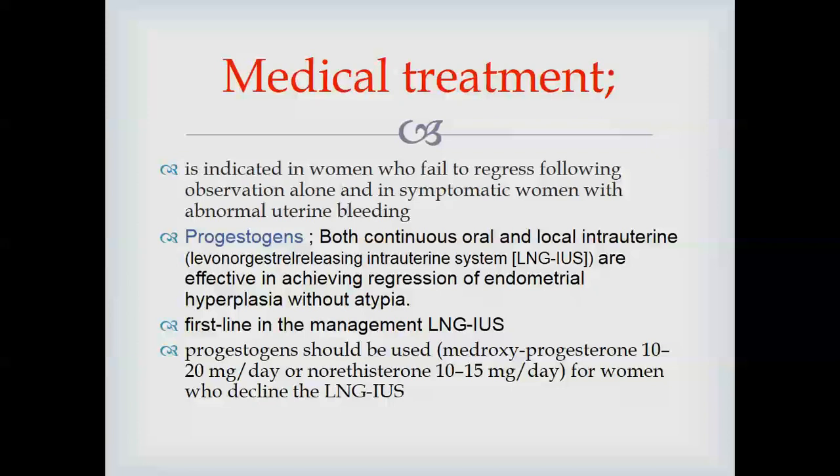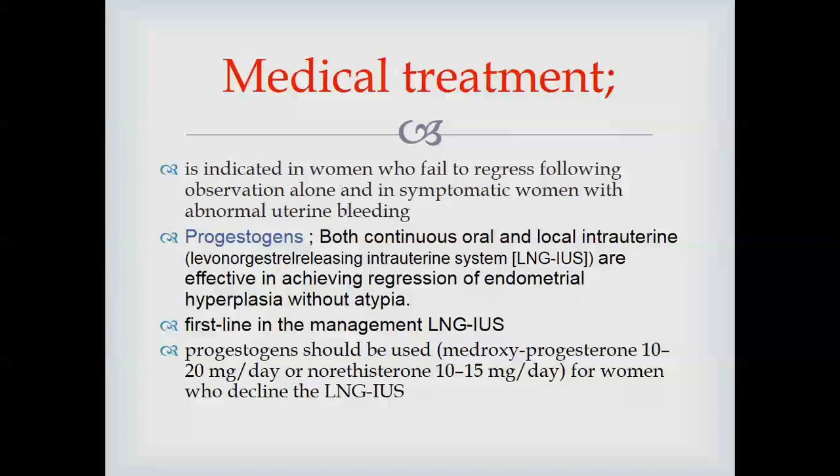Progesterone in the form of levonorgestrel releasing intrauterine system. In these cases, according to the NICE guideline, we can put the first line of management as the Mirena IUCD, which is the levonorgestrel intrauterine system, and we can regard it as the first option for these cases.